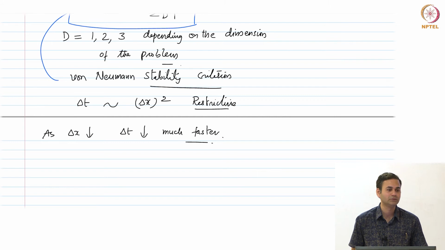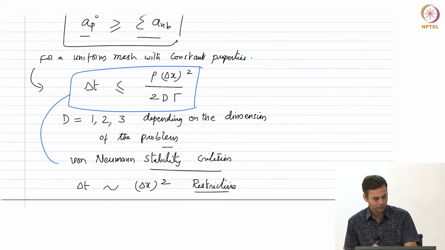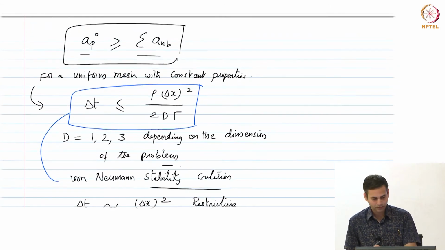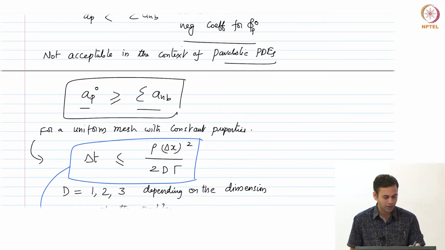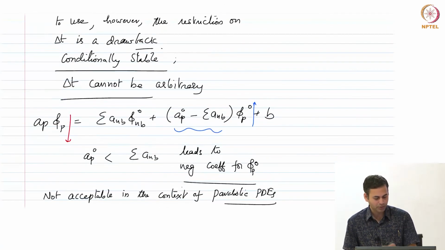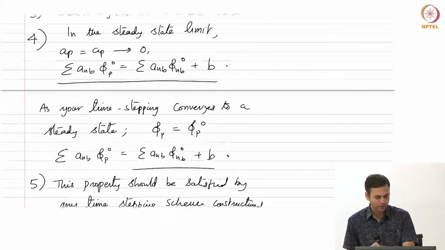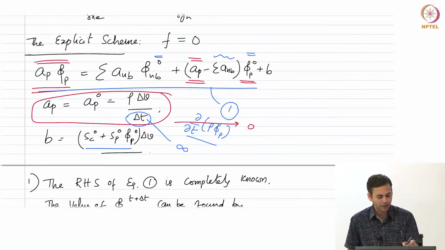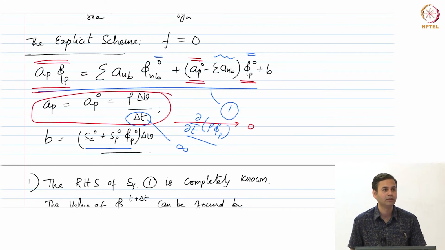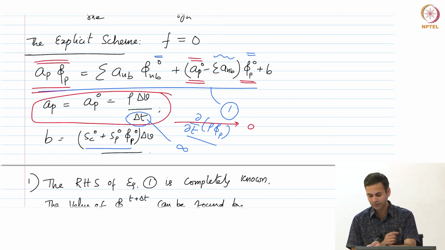Which is AP, is it AP or AP naught? AP naught, right? This one. Oh, in the actual equation it is AP, is it? Which is the actual equation? You mean the one I have written here? This is a mistake, this should be AP naught, right? That should also be AP naught. Anyway, in the context of explicit schemes, AP is the same as AP naught. Other questions?